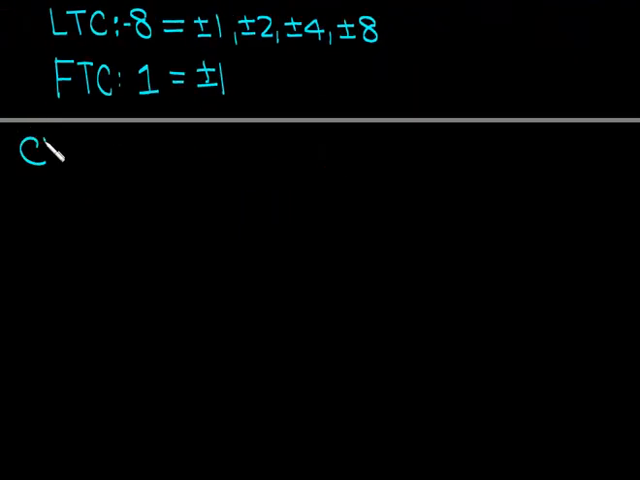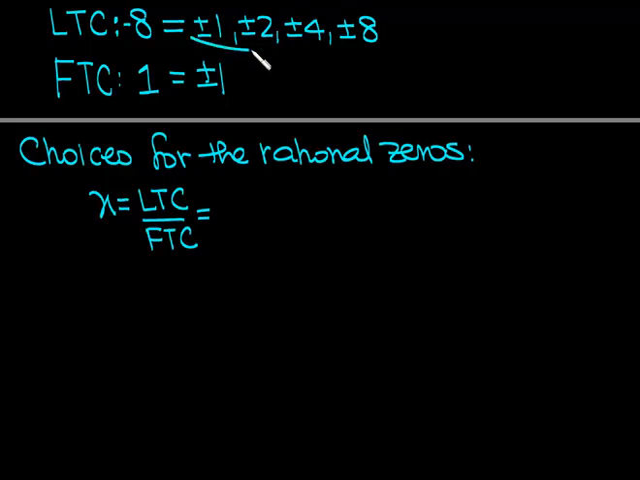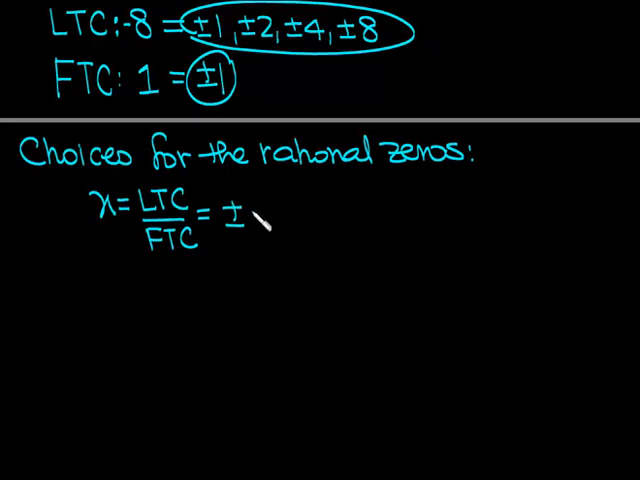So what are the choices for the rational zeros? Our choices are going to be the factors of the last term coefficient divided by the factors of the first term coefficient, right? So in our case, I take all of these last term coefficient factors divided by this guy. Anything divided by 1 is just the same thing. So I end up with this. I have 1, 2, 3, 4 times 2, so I have 8 choices.